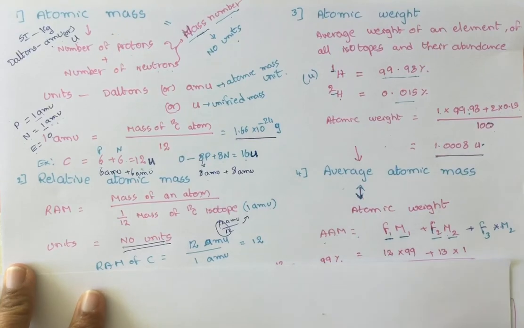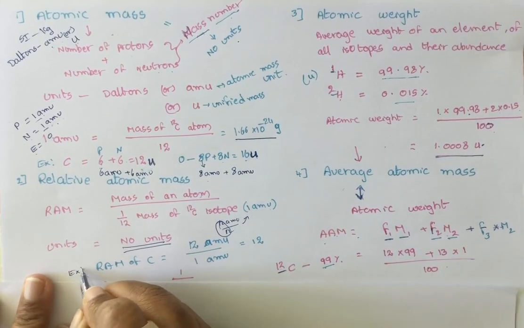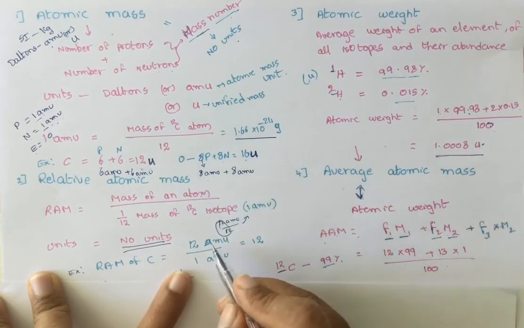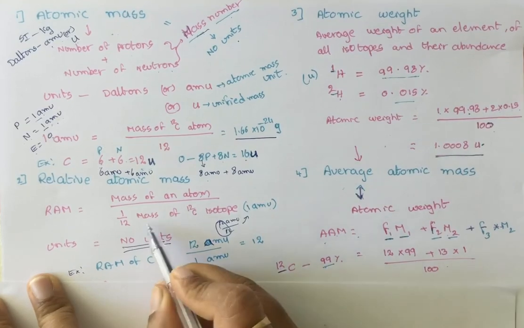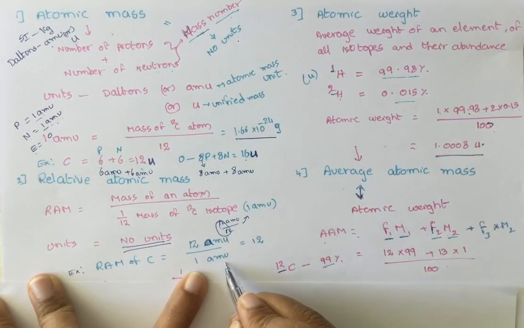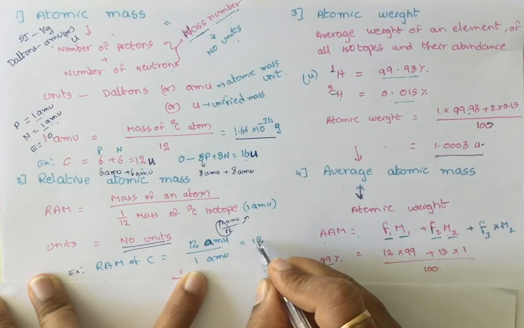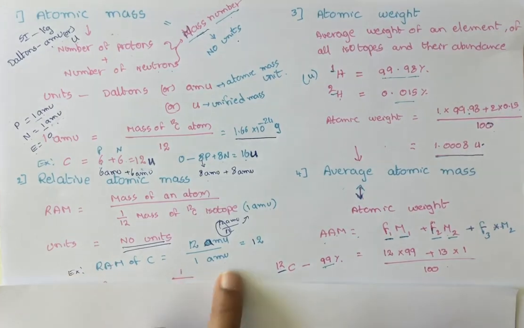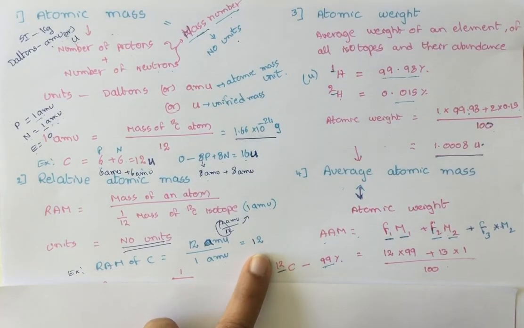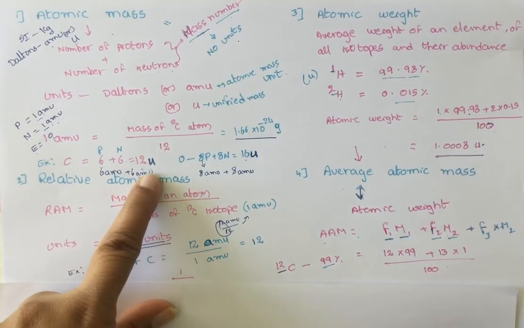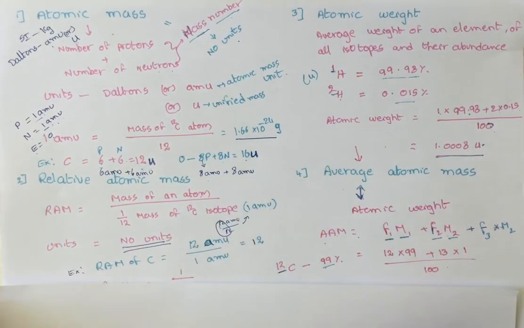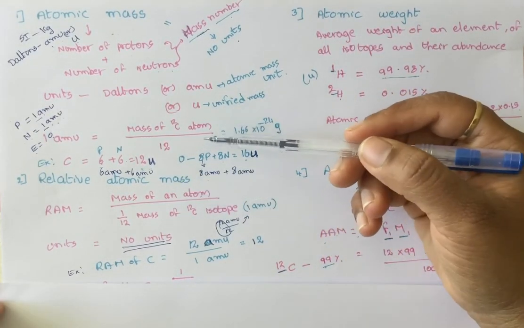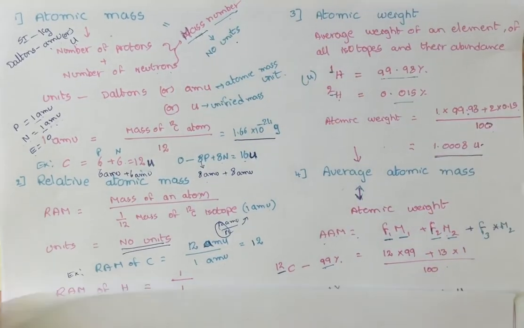Relative atomic mass has no units. Example: the relative atomic mass of carbon is equal to the atomic mass of carbon we just calculated, 12 atomic mass units, divided by 1 atomic mass unit. So the atomic mass unit gets cancelled and the value is 12. So the relative atomic mass of carbon is 12, with no units. The atomic mass of carbon is 12 unified mass or 12 atomic mass units. That's the difference between atomic mass and relative atomic mass: relative atomic mass has no units, whereas atomic mass has units.